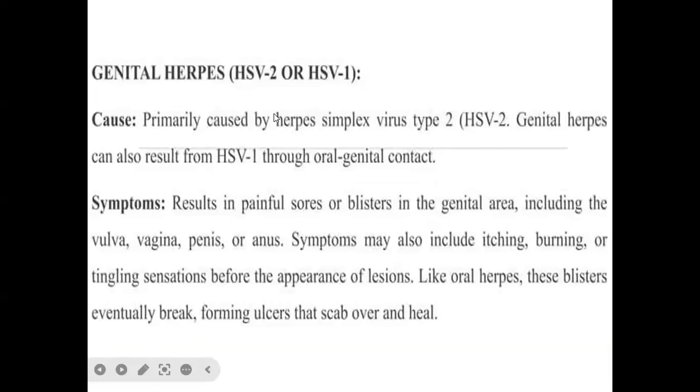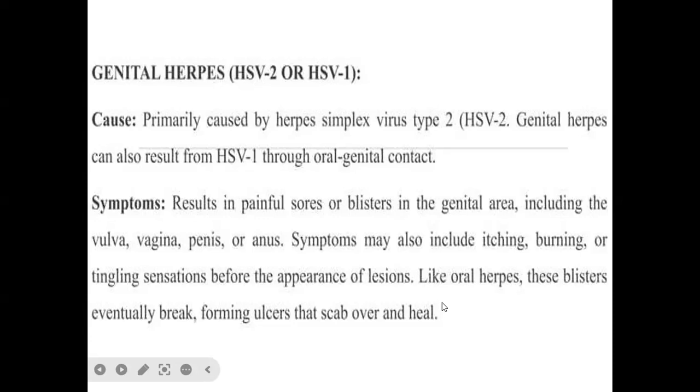Genital herpes is mainly HSV2, but it can also result from HSV1. It results in painful sores or blisters in the genital area, including the vulva, vagina, penis, or anus. Symptoms may also include itching, burning, or tingling sensation before appearance of lesions. Like oral herpes, these blisters eventually break, forming ulcers that scab over and heal.